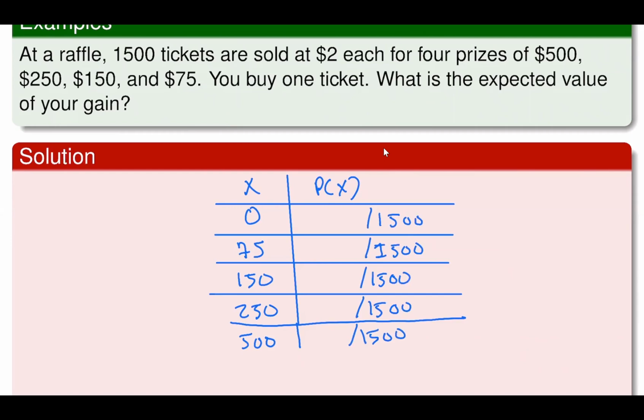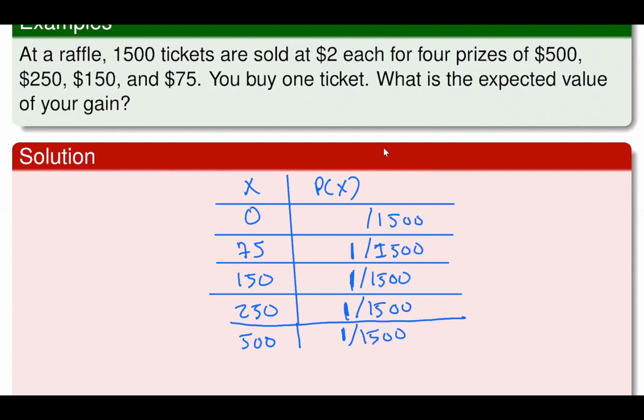But now what we have to do is say how many winning tickets we're going to have. So for 500, how many people are going to win? One. So you put one. Same thing for 250: only one person is going to win, so you put one. What about for 150? How many people are going to win $150? Just one. How about the $75? Same thing, just one.